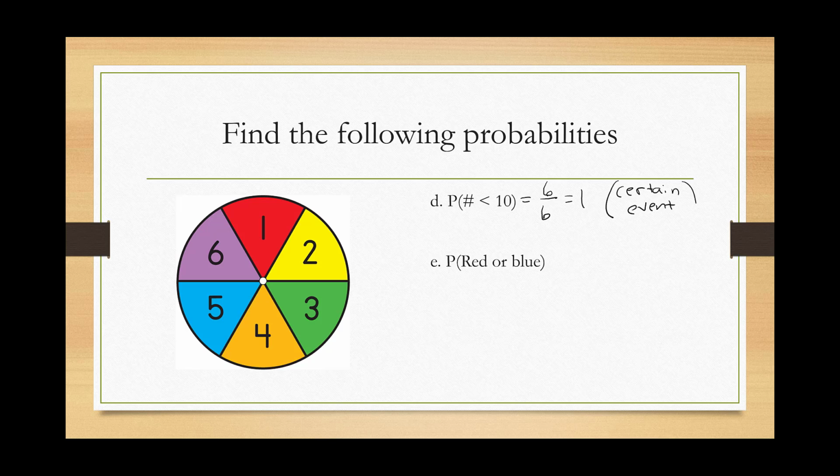E says, probability that we get a red or a blue. So 1 is red, 5 is blue, so we have 2 out of 6, which again reduces to 1 over 3.